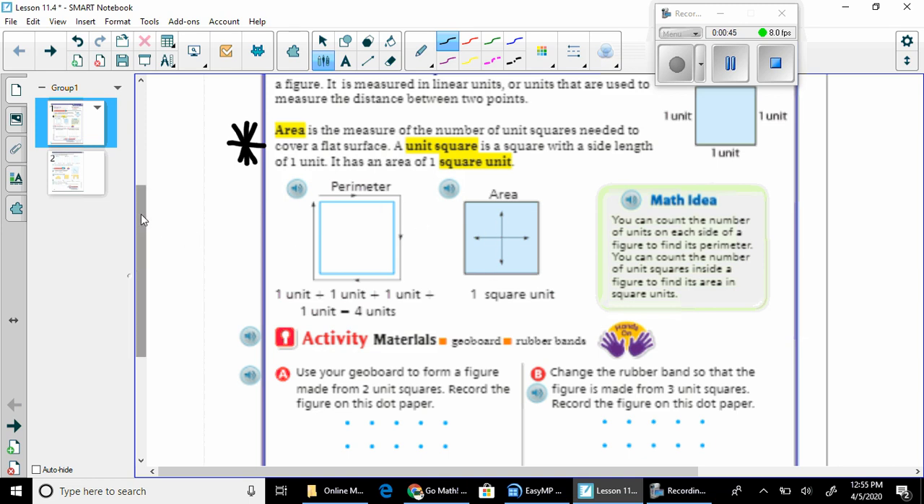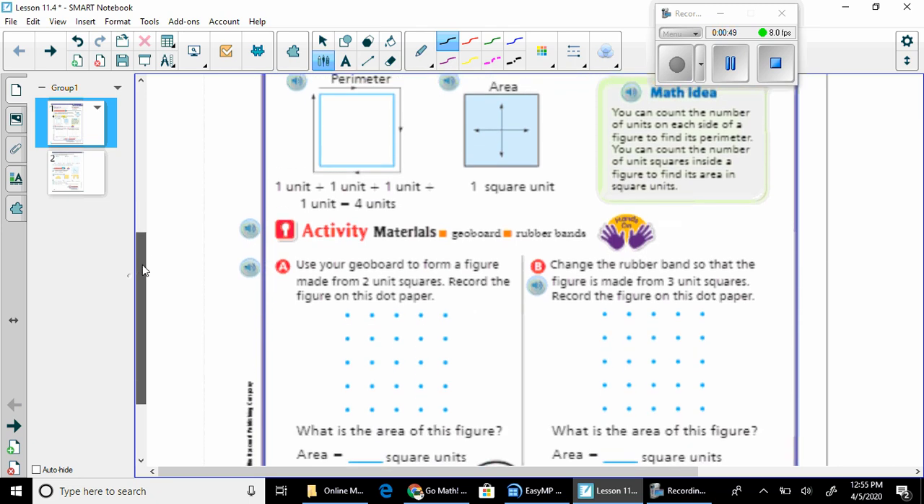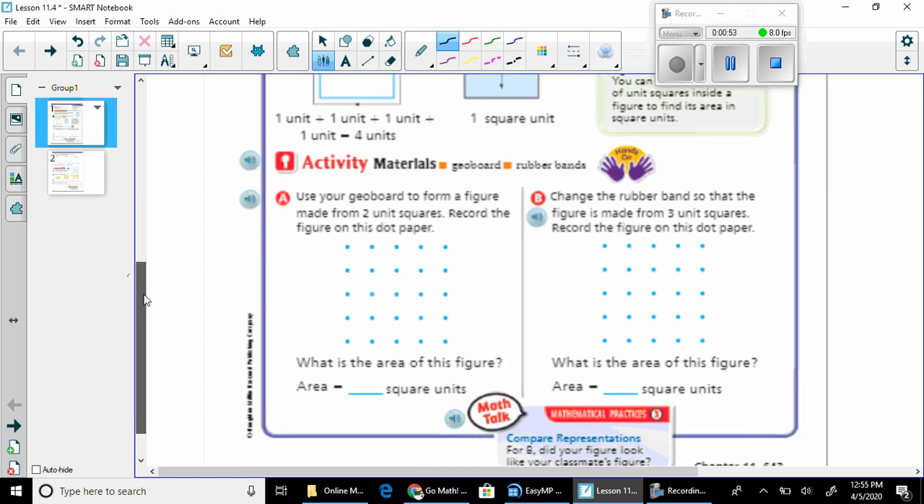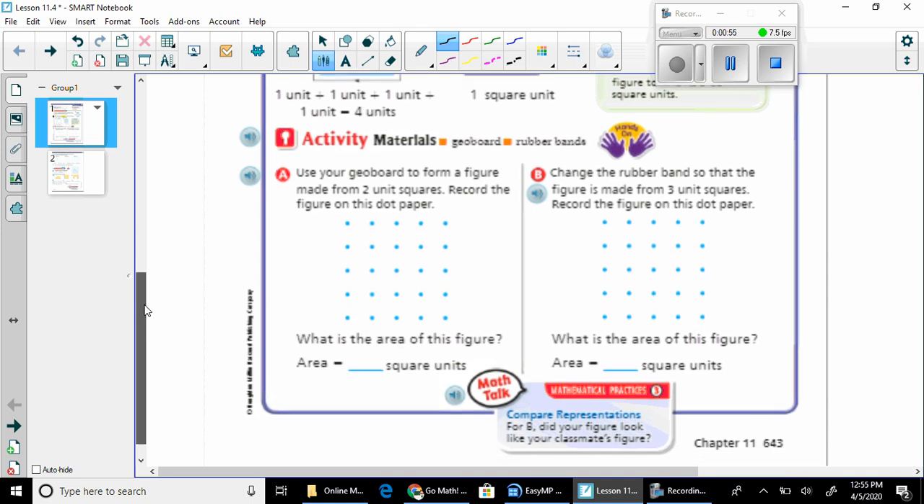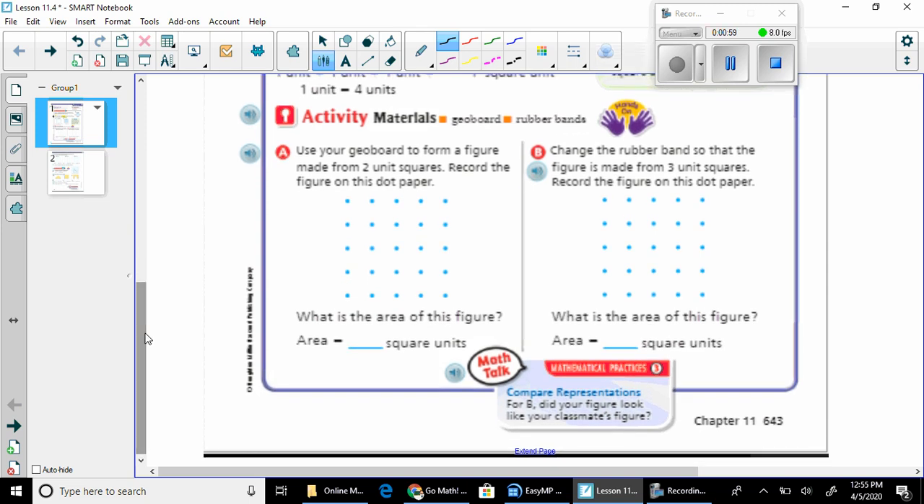Normally we would have our geoboard in front of us and we would be able to draw out our figure and find the area inside of the figure. But today we're just going to use our dotted paper, okay? Part A says use your geoboard or your dotted paper below to form a figure made from 2 unit squares. Record the figure on this dot paper.